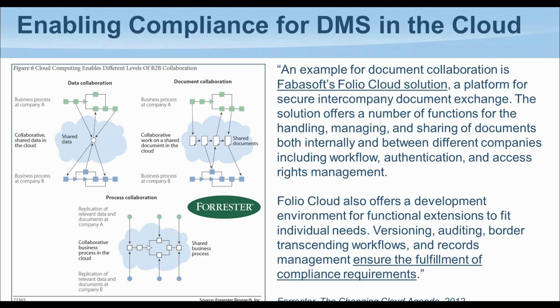And the third level or generation would then be to run the business process across company A and B in the cloud already, so that both sides do not have the necessity to set up their own process environment to run that B2B collaboration process, but the process itself is already provided within the cloud, and both sides access the process within the cloud. And that's also something Folio Cloud would support, as we can show later.